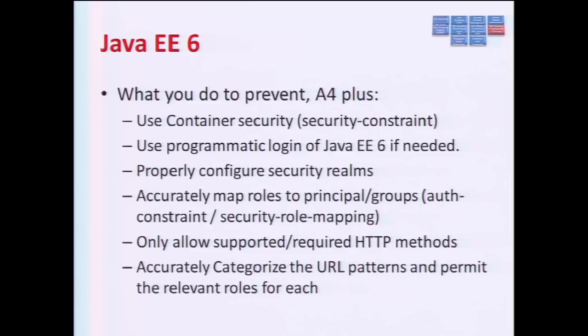What to do to prevent A4 includes using container security, and we have security constraint that you can use, and don't be stingy with that because it's not going to affect any performance. Just group your URL patterns as fine-grained as possible and assign them proper rules very accurately and very carefully. Don't think that having 50 or 55 security constraint elements in your domain.xml is going to affect anything. It's not going to affect any performance, but rather it's going to improve your security at a finer level.